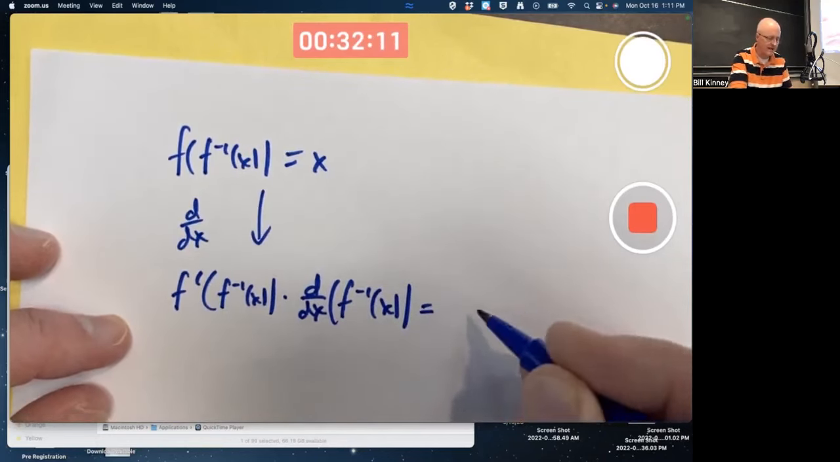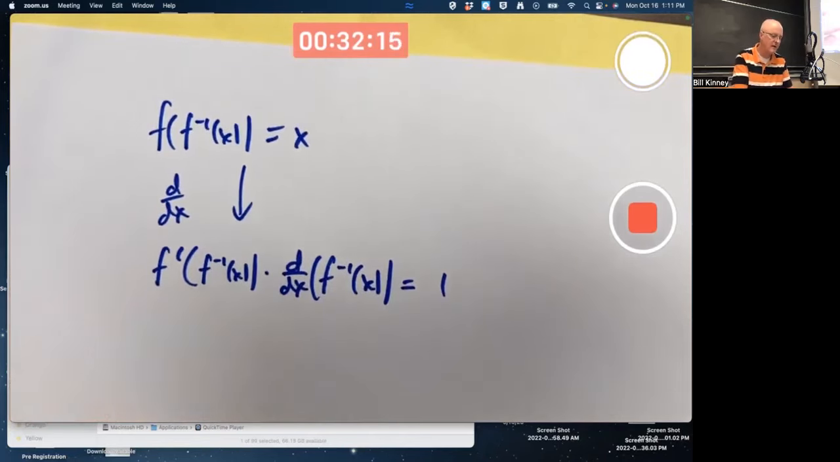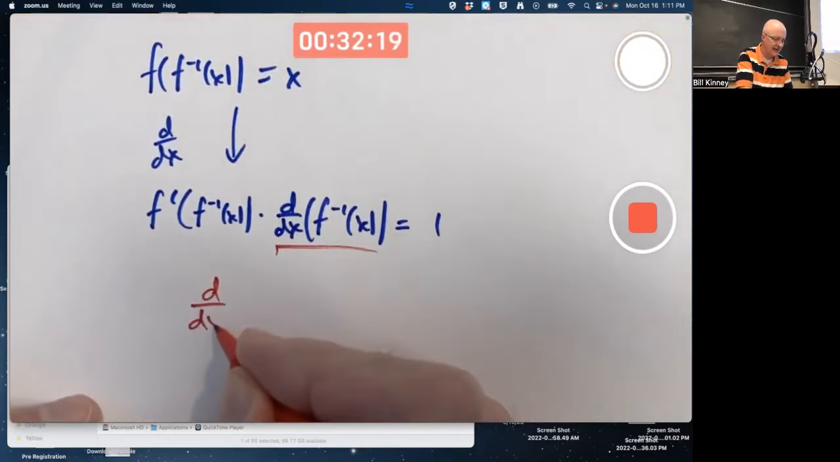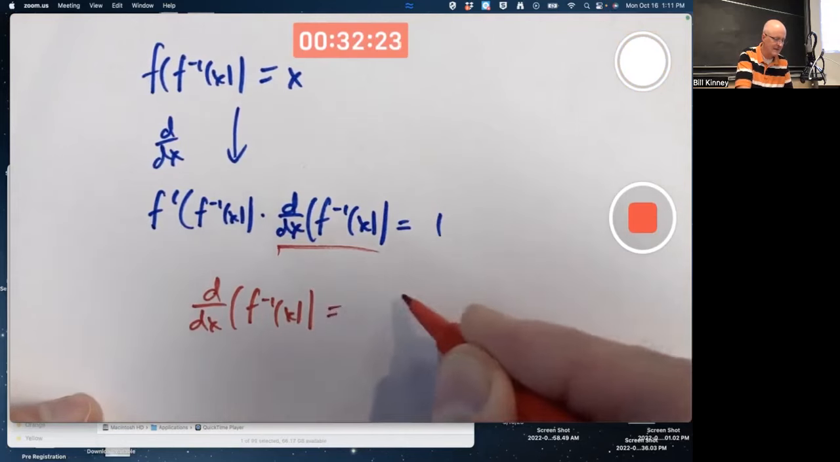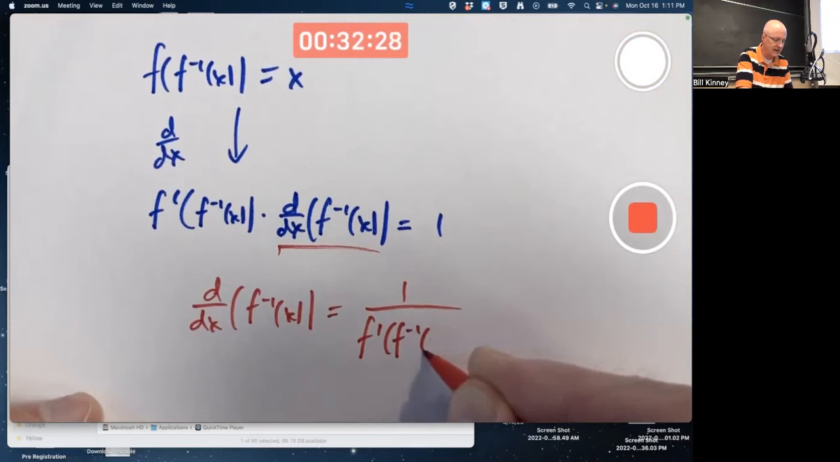Take the derivative of the right side, that's 1. Now solve for the unknown derivative. The derivative with respect to x of f inverse of x must be 1 over f prime of f inverse of x.